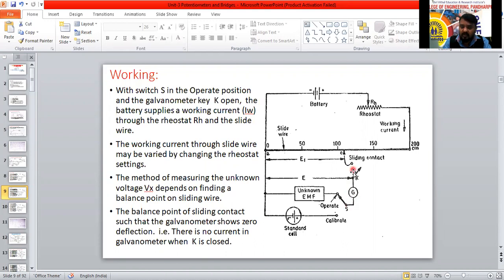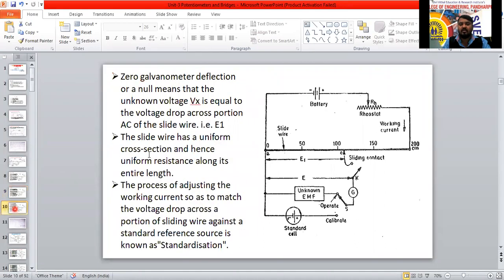Even if K is closed, the current will not flow here, because somewhere we are going to get a point which will not allow current to flow. It will show the null deflection. This completely depends on the null deflection only. So if the galvanometer shows zero or null deflection, it means that the unknown voltage Vx is equal to the voltage drop across this portion, the portion AC, A to C.